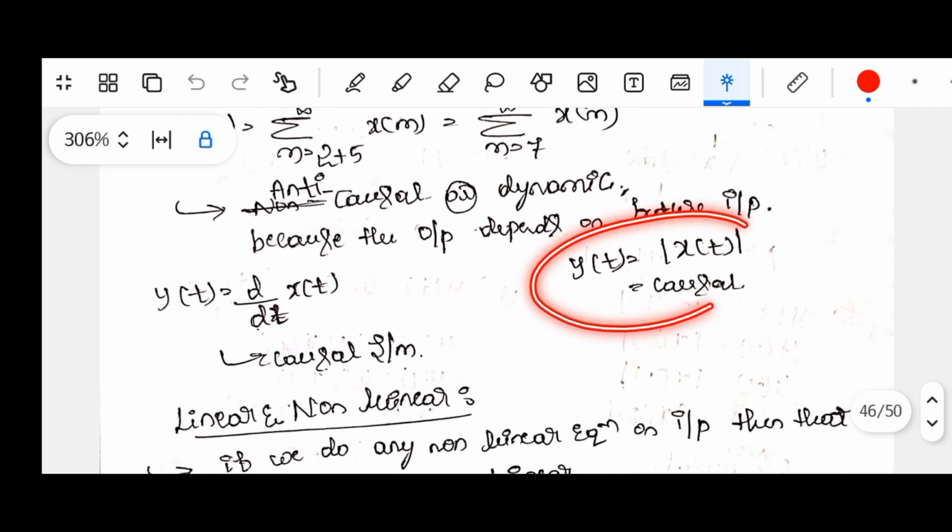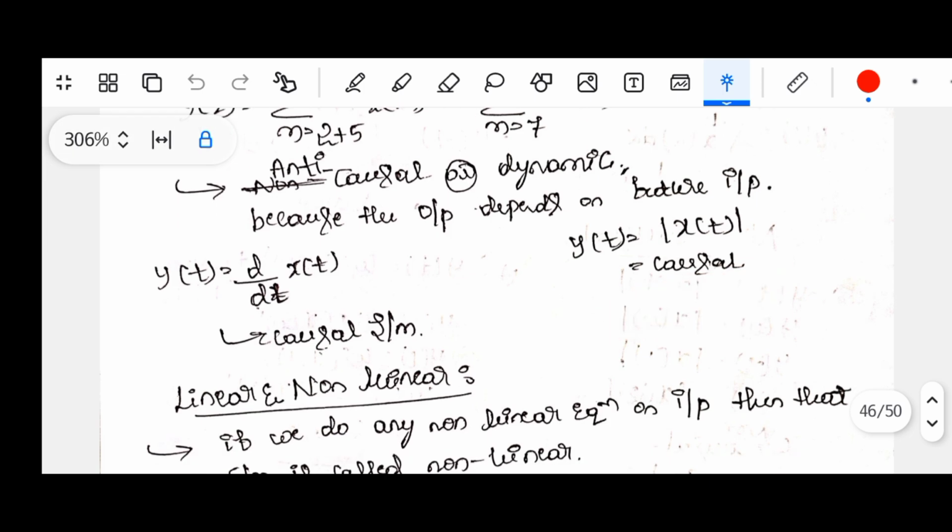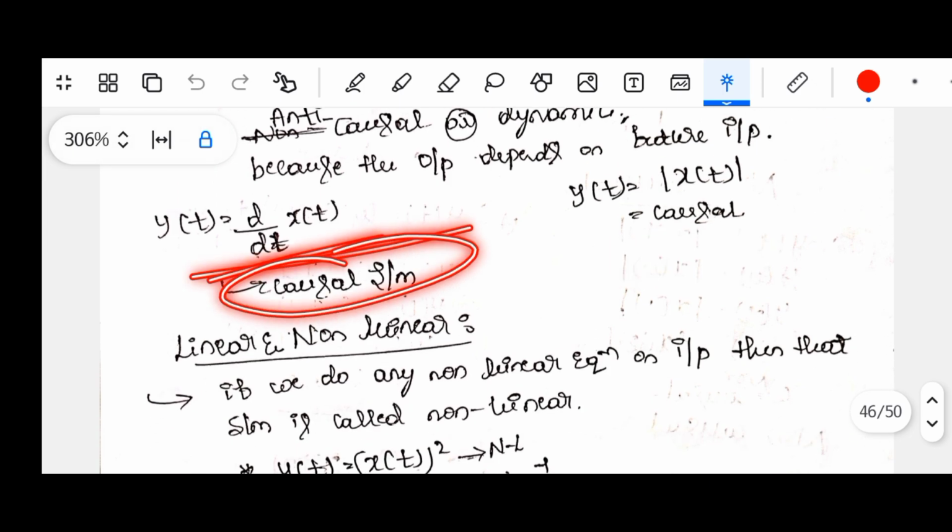Next, y(t) is equal to mod of x(t). It is causal. y(t) is equal to differentiation, always causal.